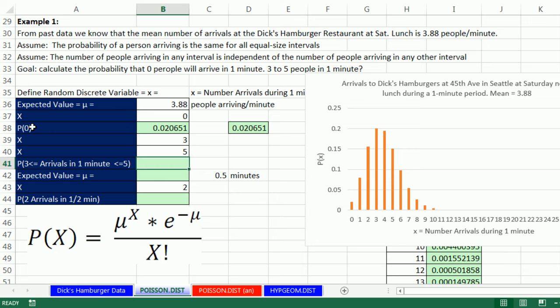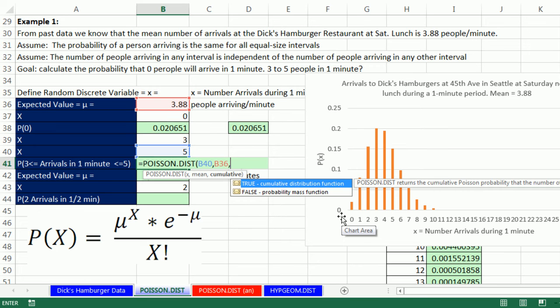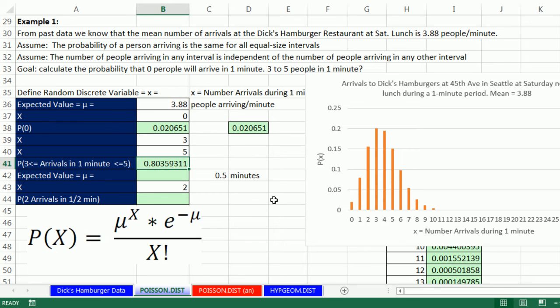So if we're trying to go between 3 and 5 inclusive, well, we're going to put a 5 in to get the probability from 0 to 5. That'll be all of the probability. Then we need to subtract not 3, because we need to include 3, but we need to subtract 2. All right, so you ready? Equals Poisson.DIST. We're going to start with our 5, comma, and our mean, comma, 1 for cumulative. That always goes from the low end to whatever x we put in. That's the probability from 0 up to 5.